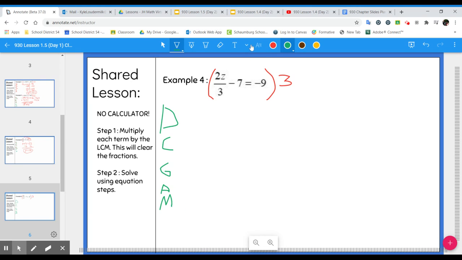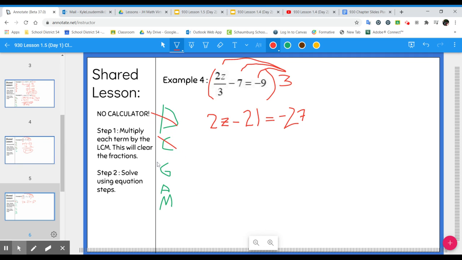Distribute the 3. I'm going to distribute that 3. Reminder, a common error is people only want to distribute to the fraction. I'm going to distribute to everything. That's what keeps it following the rules of algebra. So I'm going to multiply everything by 3. So 2z over 3 times 3, easy peasy, just the denominator goes away. I'm left with 2z. Put a little dash for my z's to make them different from my 2's. 7 times 3 is 21, so minus 21. Negative 9 times 3 is negative 27, so equals negative 27. All right, that step is done.